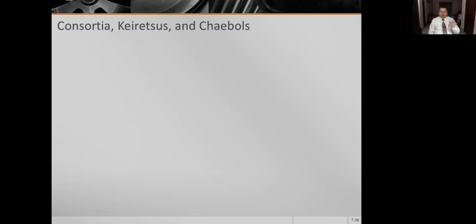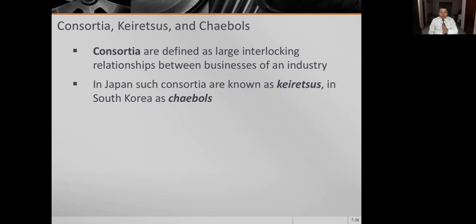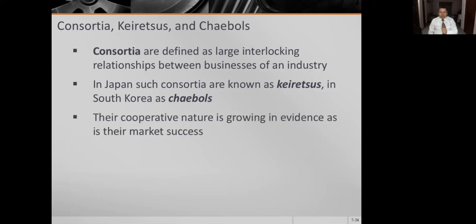Then you have consortia, keiretsu, and chaebols. Consortia are defined as large interlocking relationships between businesses of any industry. Japan, China even, and also South Korea are very famous for this. Keiretsu is the idea, like the second one, that came from Japan. Chaebols came from South Korea. Their cooperative nature is growing in evidence, as is their market success. They are very successful.